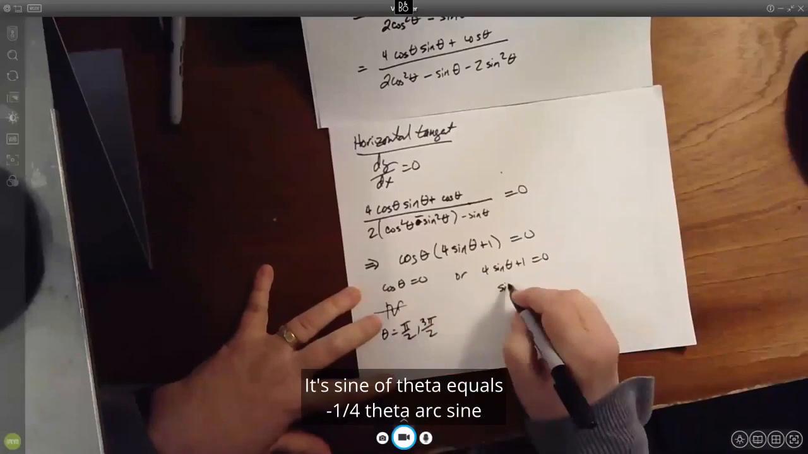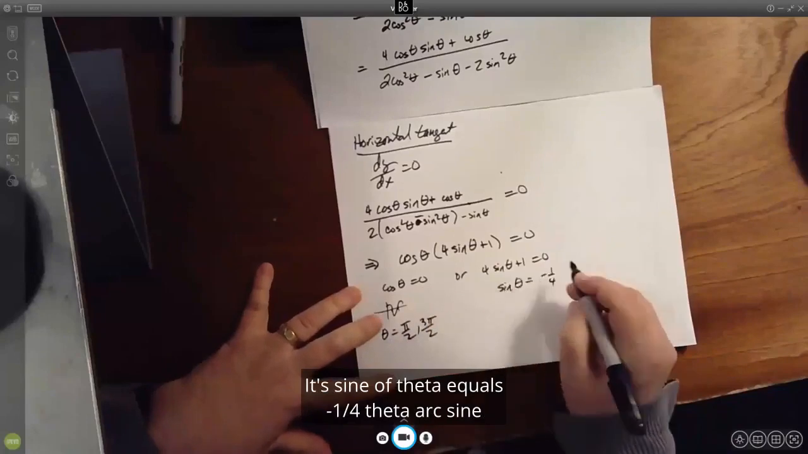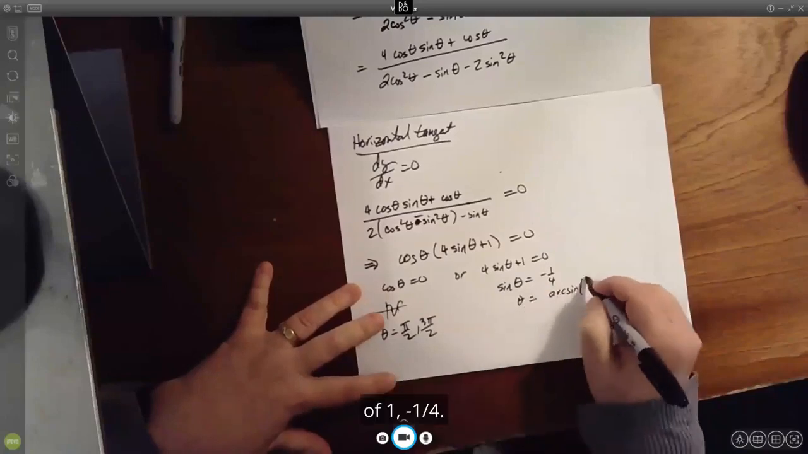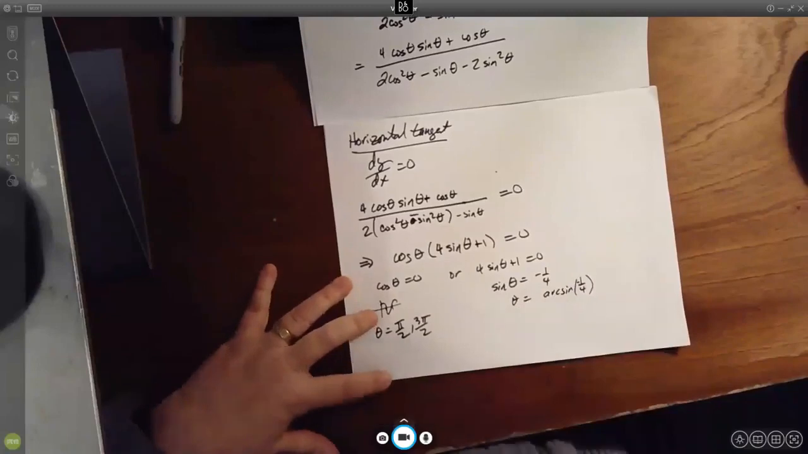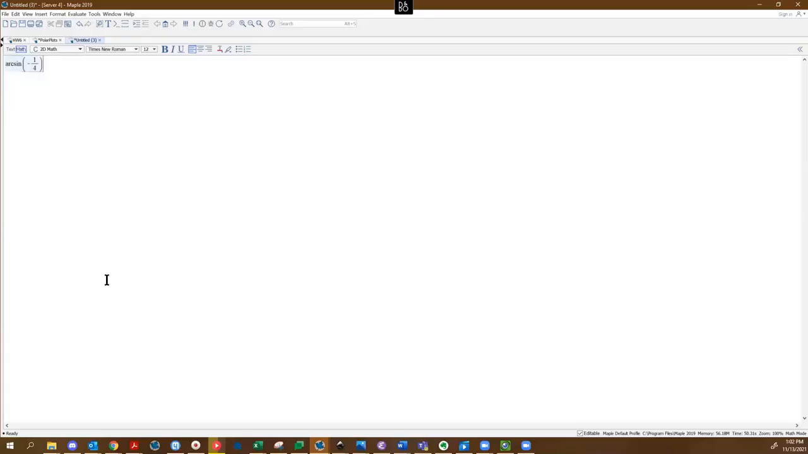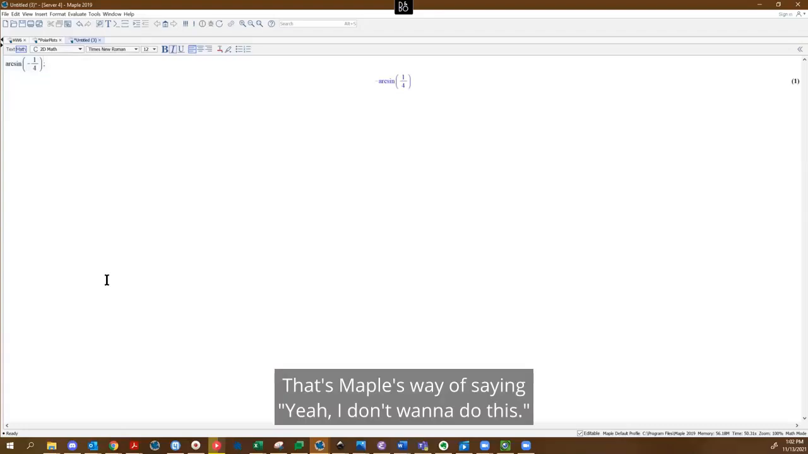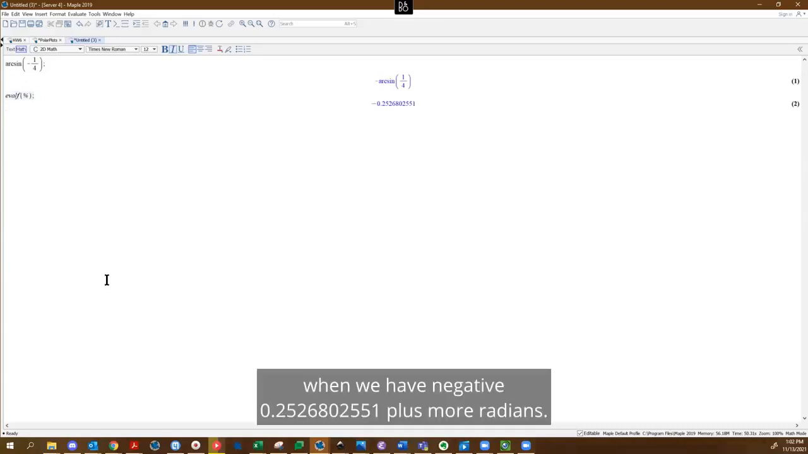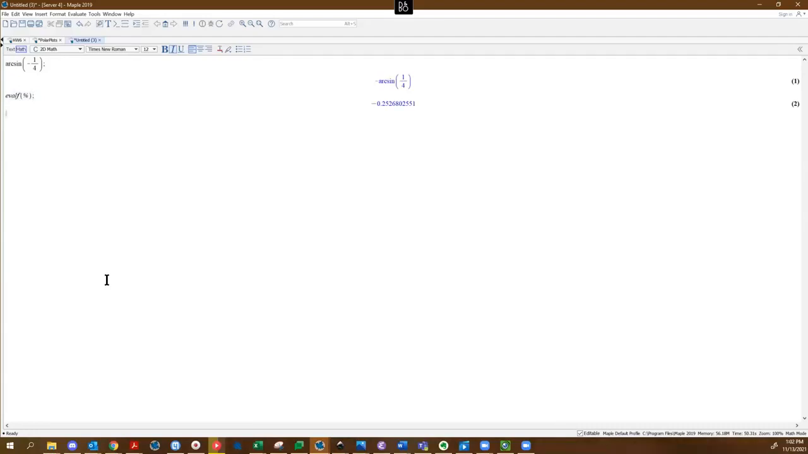Let's see. Sine of theta equals negative 1/4, so theta is arcsine of negative 1/4. I don't know this one. Oh, I'm going to go grab Maple. That's Maple's way of saying, yeah, I don't want to do this. I say, yes, you must do this. Tell me the answer, you bet. Okay, so it happens when we have negative 0.2526802551, probably some more radians.